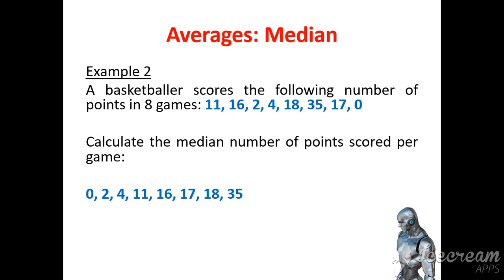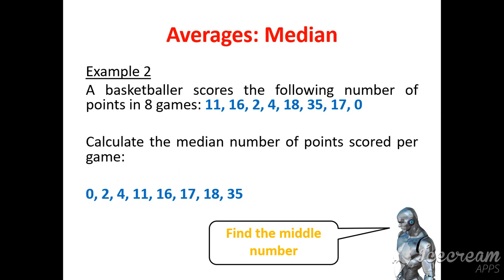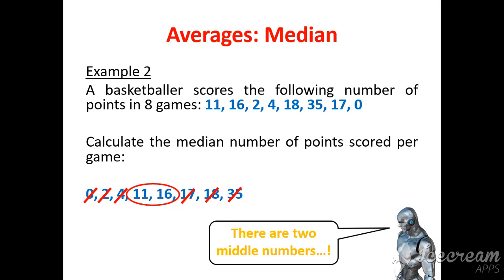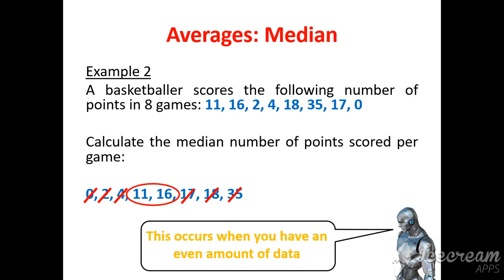Right, so now we're going to find the middle number. Once again, I like to do this: one off the bottom, one off the top, one off the bottom, one off the top, one off the bottom, one off the top. Now we've got a small problem here. We've got two middle numbers. This occurs when you have an even amount of data. If you have an odd amount of data, you're going to find one middle number. When we have an even amount of data, you will find two numbers in the middle.